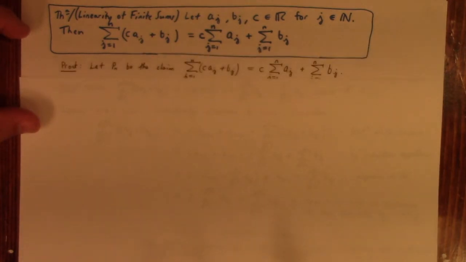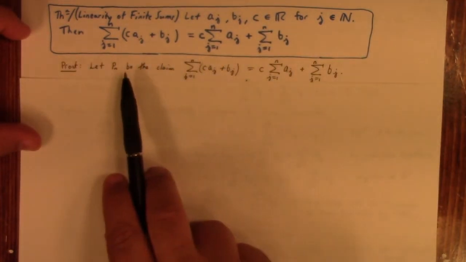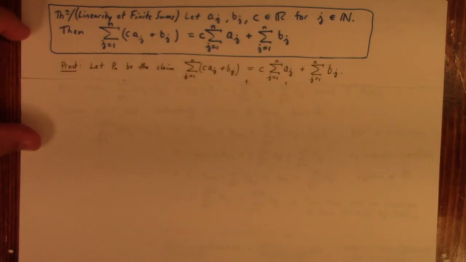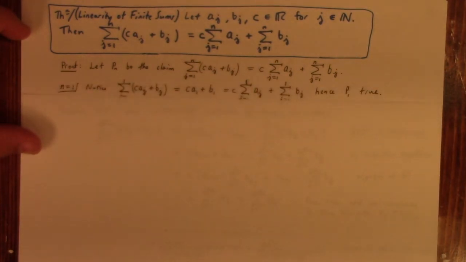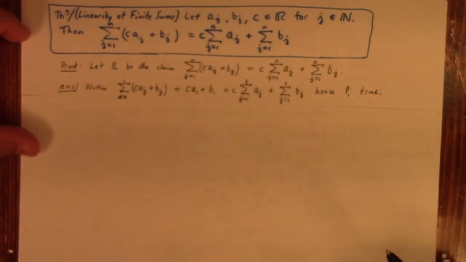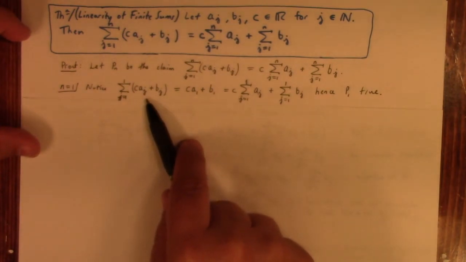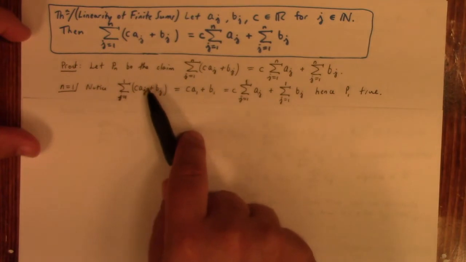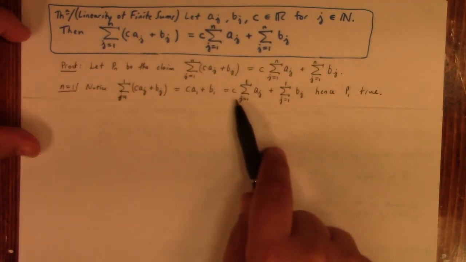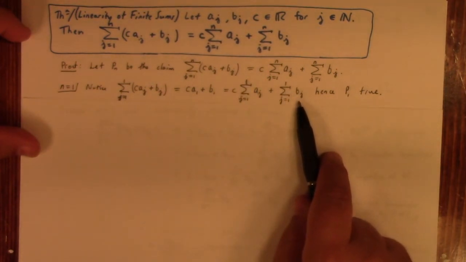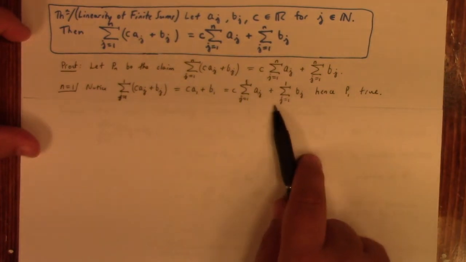So first of all, we're going to let this be the inductive claim, all right? Something that depends on n and is either true or false. That's the induction hypothesis. The inductive claim, rather. I should say the induction statement. Anyway, it's what I'm calling P of n. And so check n equals 1. By definition, this is equal to this when we put j equal to 1, which is just c a1 plus b1. But then I can say that's c times the sum j equals 1 to 1 of a sub j plus the sum j equals 1 to 1 of b sub j. And I need this to be equal to that to get P1 true.